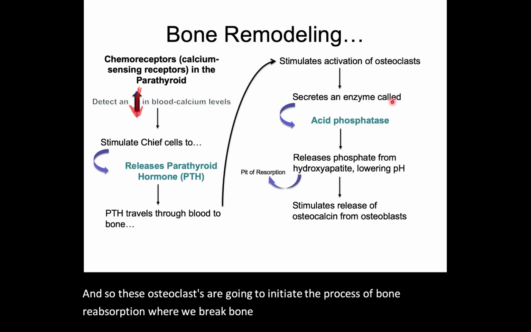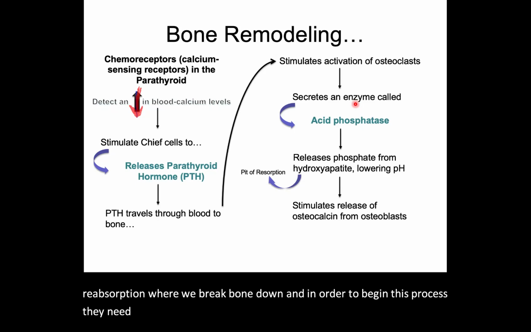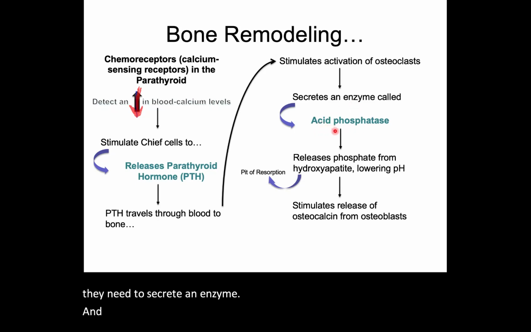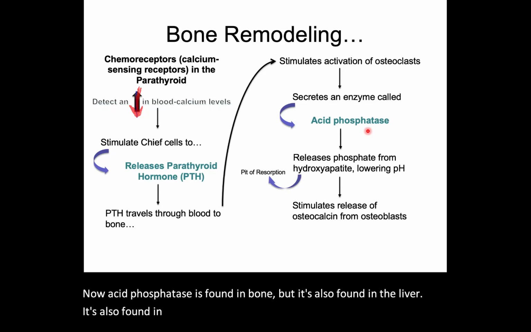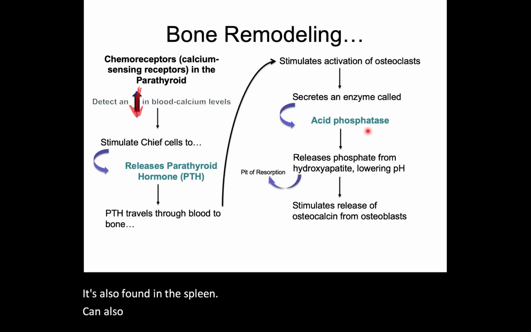And in order to begin this process, they need to secrete an enzyme, and that enzyme is called acid phosphatase. Now, acid phosphatase is found in bone, but it's also found in the liver. It's also found in the spleen. Can also be located in the prostate. And it's found in blood. And its main function in blood is pH balance, right? Regulating pH.